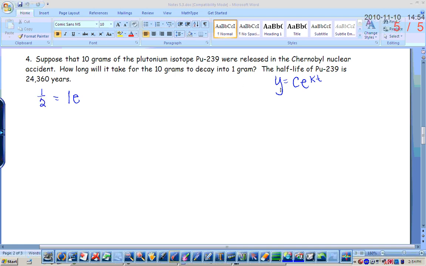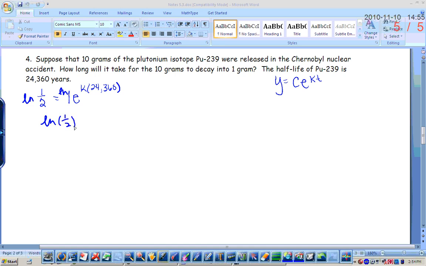So the formula is your ending amount, which is 1/2, equals the beginning amount times e to the k, that's what we're looking for, and then the time is 24,360. All right, so now our job is to solve for k. You can use your calculator, or we could take the natural log of both sides.